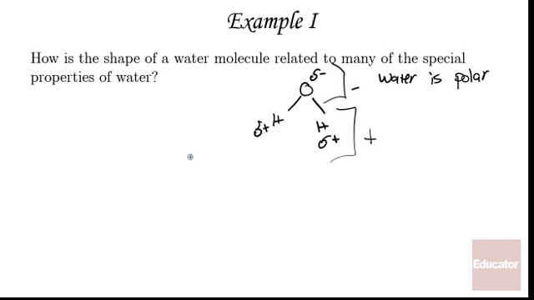Because of this polar nature, hydrogen bonding occurs. Hydrogen atoms that are covalently bound to one oxygen are still attracted to other nearby oxygens because these are also partially negatively charged, and they form hydrogen bonds. So the polarity of water allows for hydrogen bonding, and it's this hydrogen bonding that accounts for many of the special properties of water.